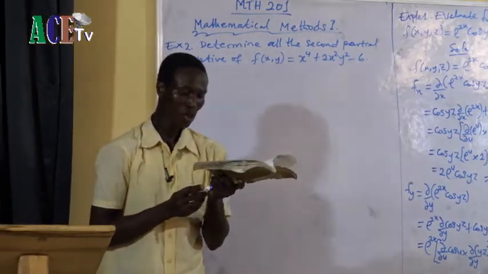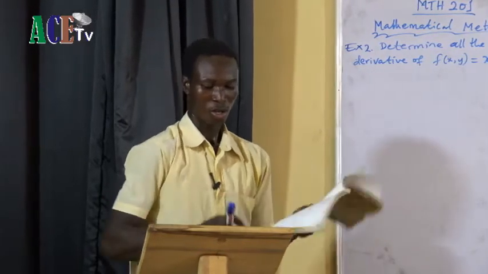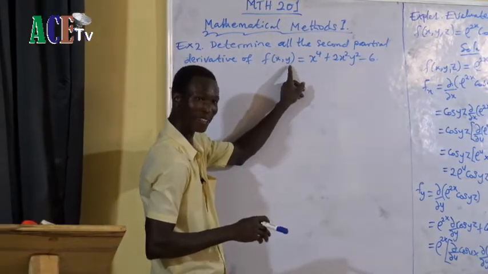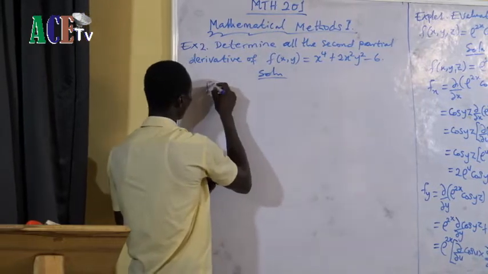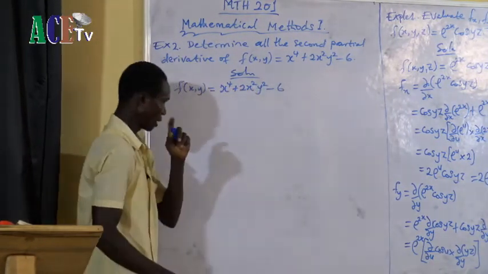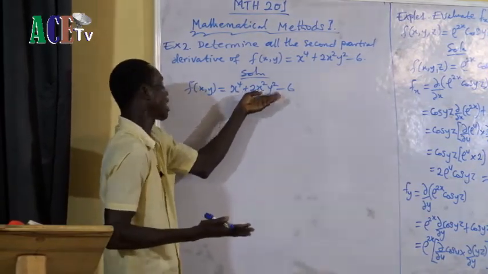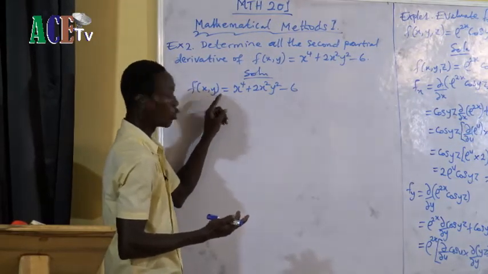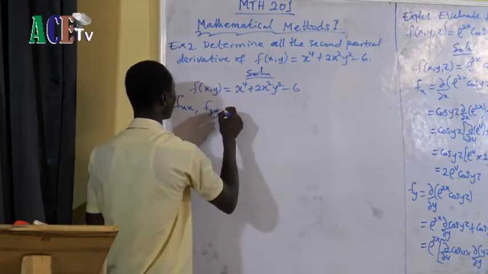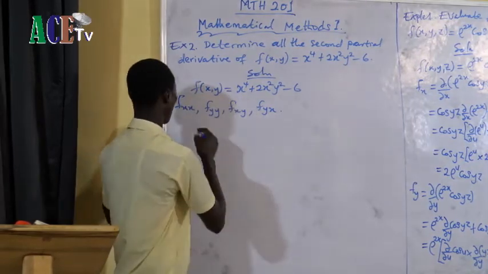All the second partial derivatives. If I say all the second partial derivatives of this function, the function is a function of x and y. Look at it. If our f of x, y is x to the power 4 plus 2x squared y squared minus 6, this is a function of x and y. If any other variable is here, then I don't care. But what I know is that the function that I will consider is x and y. Good. In that case, if I want to find all the second partial derivatives, it means I need to find f of x, x, f of y, y, f of x, y, f of y, x. I need to find these four because it's x and y. Now, what is f of x, x?